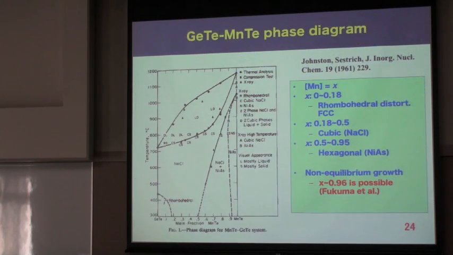Then we have tried many kinds of doping in these materials. If you look at the phase diagram, for example, manganese in germanium telluride, if you discuss manganese doping in germanium telluride, this is the concentration. You can see a very, very homogeneous doping region, even 90% or something like this. And Fukuma-san did molecular beam epitaxy crystal growth, and using non-equilibrium growth, we can dope 96%. This is possible. Of course, in thermal equilibrium, we have a lot of phases around it.